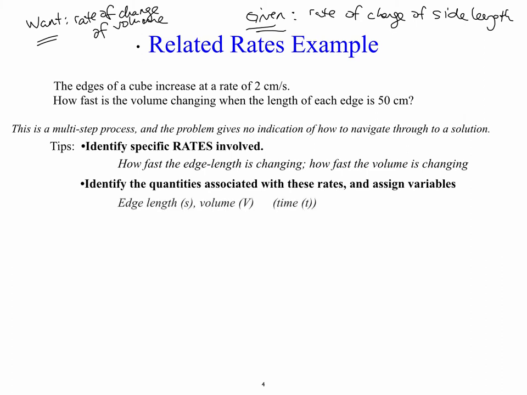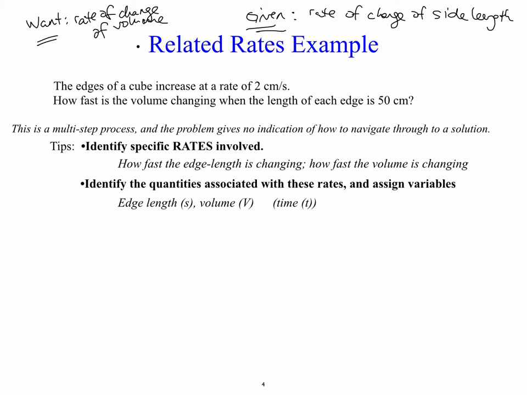Okay, so let's call the edge length S and the volume V. Now inherently, once again, there is an implied time element, right? The edge of the cube, the rate of change is 2 centimeters per second, right? So there is a time element involved, but what we can do is focus on these quantities, edge length and volume. But having those two quantities and just knowing that they exist isn't sufficient.